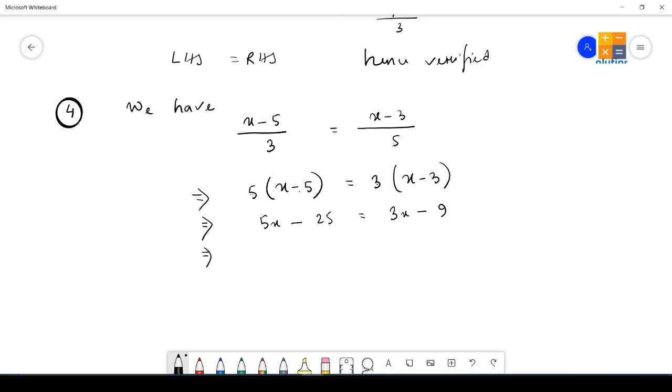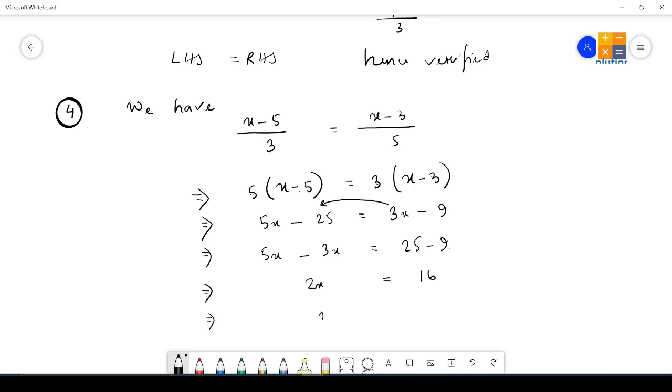So after this, I have to shift the terms containing the variable to one side. So I get here 5x minus this thrice x will come. Initially this was positive. When it is shifted to the left hand side, of course it will turn negative. That is equal to 25 will go to the other side with positive sign. So I get here 25 minus 9. After this, 5x minus thrice x, the result comes as twice x, which is equal to 25 minus 9. The result we get as 16.